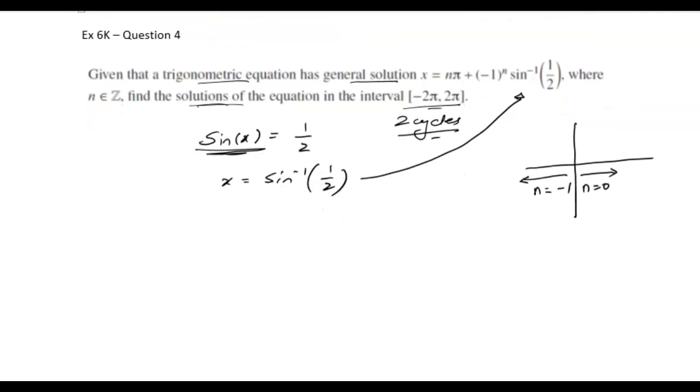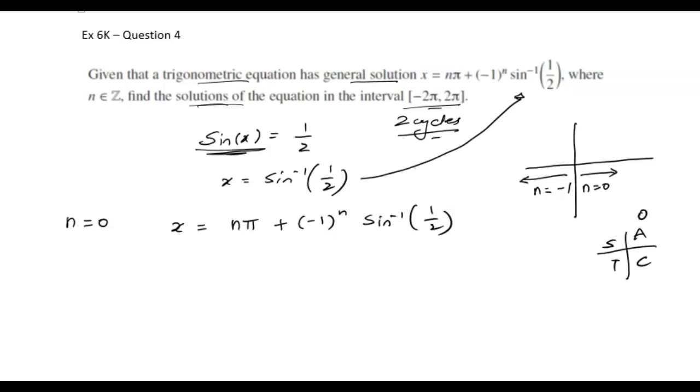So I'm going to start by substituting the value for n as 0 into this equation. So x is equal to n pi plus minus 1 to the power of n times sine inverse of a half. Now, sine inverse of a half in the first quadrant is for a value for theta being equal to pi on 6. So in other words, the simplified version of this is going to be n pi plus minus 1 to the power of n times pi on 6.